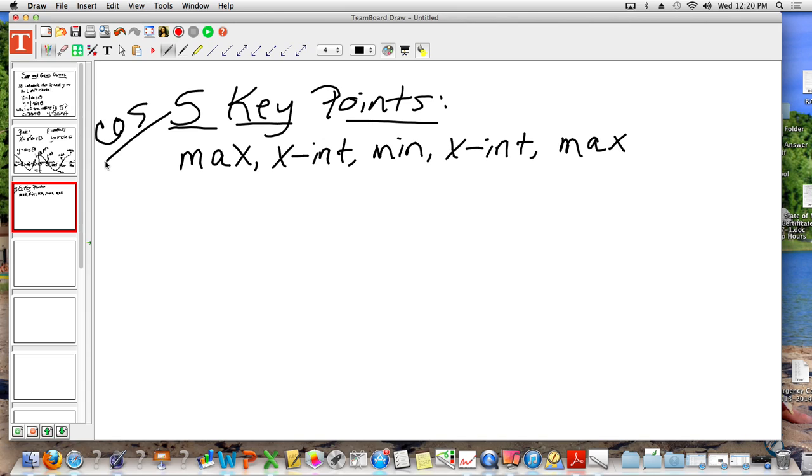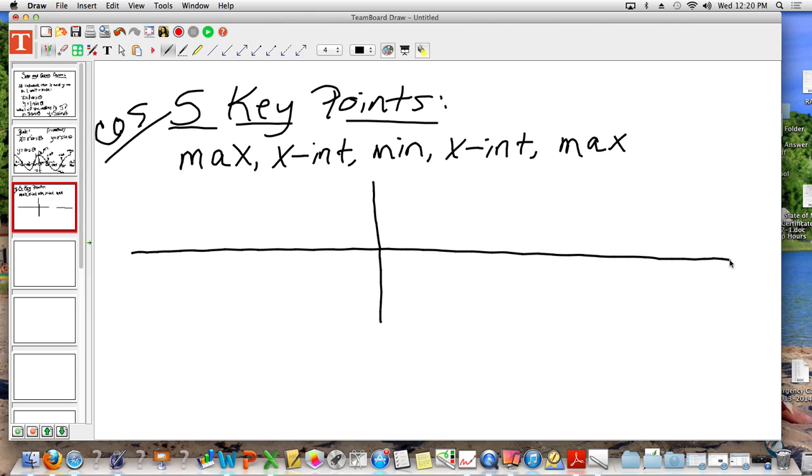All right. So before we go on, what I would like to do now is graph another cosine curve. So draw yourself another x and another y-axis. We're going to put 0 degrees in the middle. Label them 90, 180, 270, and 360.